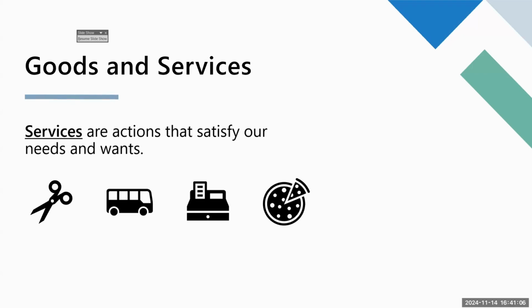So for the scissors, I was thinking they'd probably think like haircut, maybe, I don't know, sewing or getting clothes made. The car or the bus could be a bus ride or any kind of trip. The cash register, buying something, paying for something, maybe even accessing cash, and then pizza making or pizza delivery. Then we go through the same question.